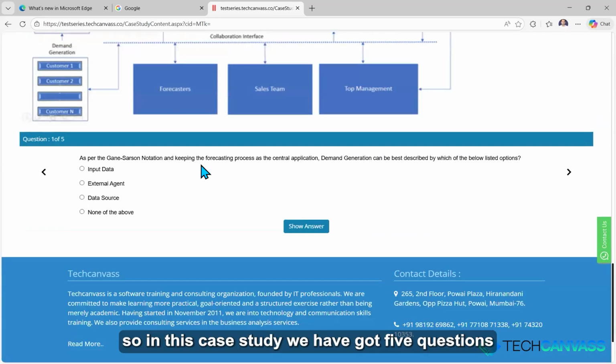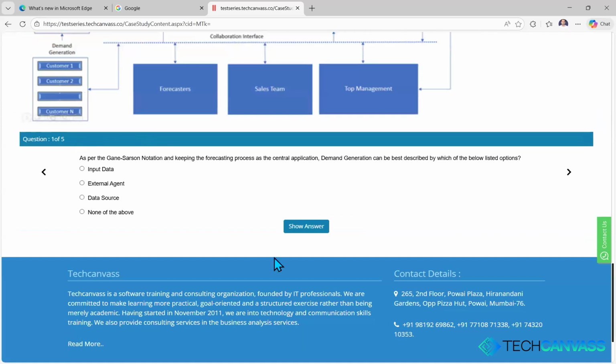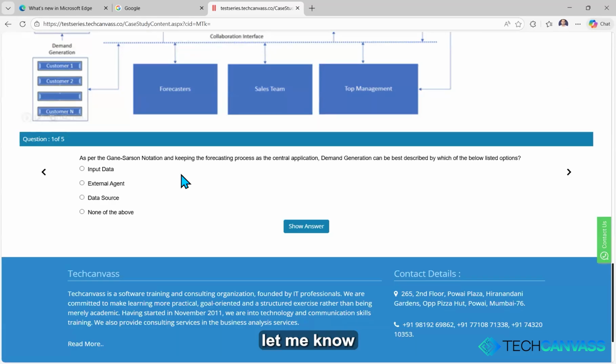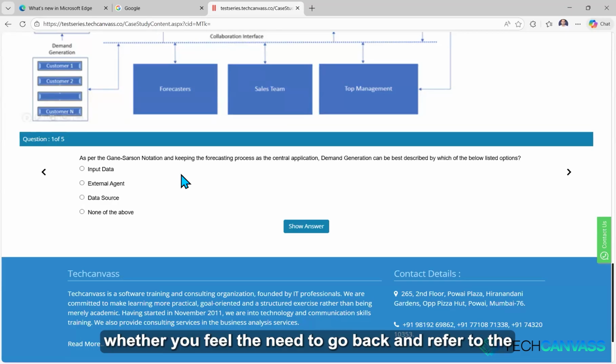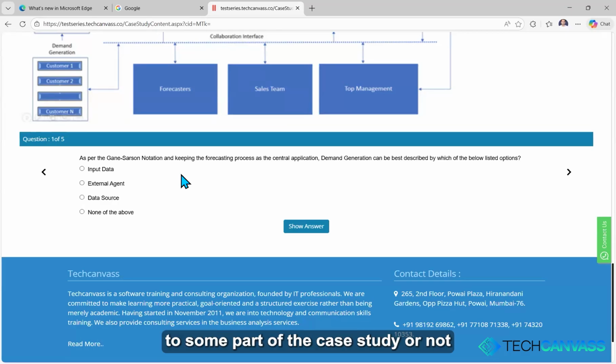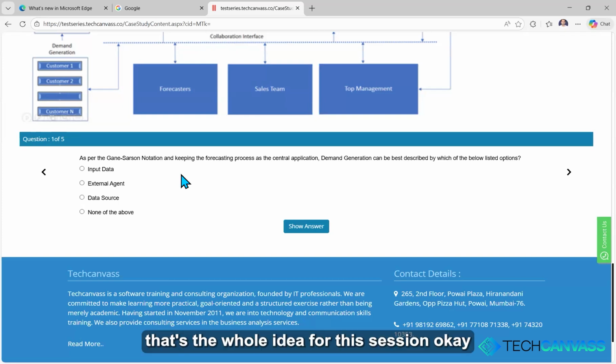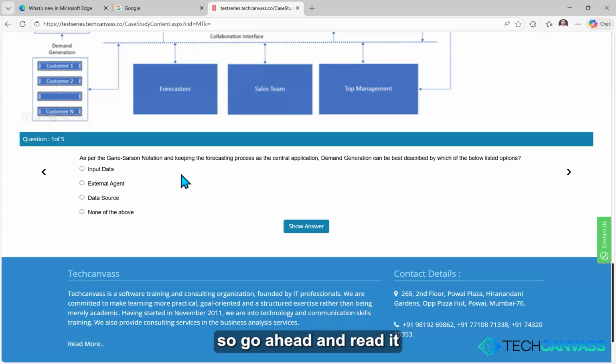Now here's the first question. In this case study, we have got 5 questions. This is the first one. We don't have a time limit right now, so read it carefully. First, let me know whether you feel the need to go back and refer to some part of the case study or not. Nobody's judging anyone. The idea here is not to give the right answers, but to see the approach we should take when attempting case studies. That's the whole idea for this session. Go ahead and read it and let me know what you're thinking.